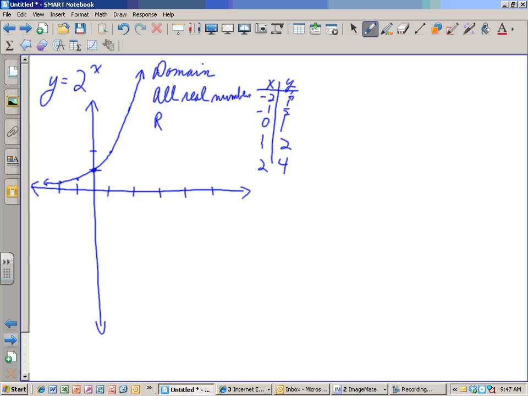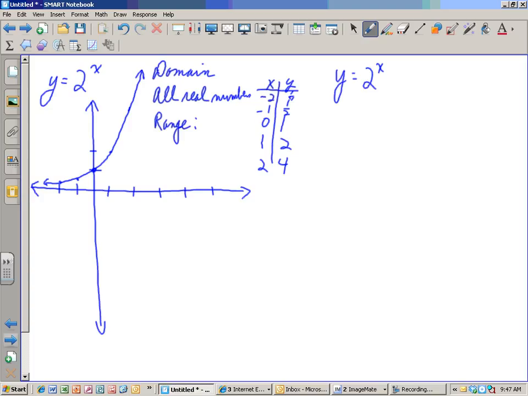The range, that's the y value. Is there any value that I can put in for x that's going to give me a negative value, that's going to give me a negative y? Can you think of any number that I can put in for x where y is going to be a negative number?